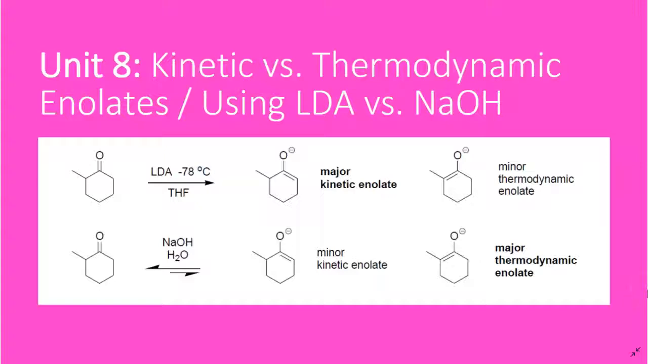Hi all. Because in Unit 8 we are learning about enolate chemistry, it is essential that we have different methods to make the enolate. And here we have two examples, one using LDA and one using NaOH. And both methods are important for us to learn.